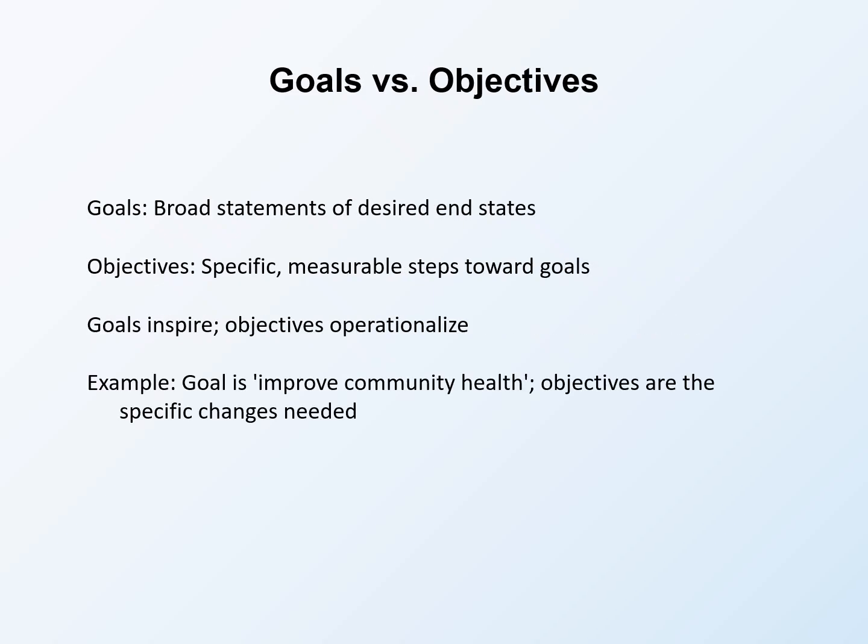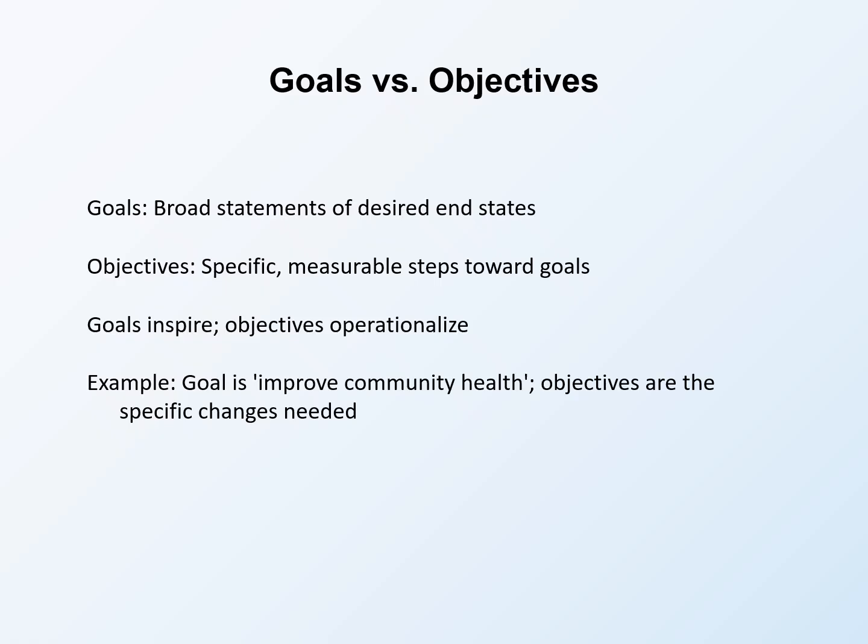Let's start with a fundamental distinction: goals versus objectives. Goals are broad statements of desired end states. They describe where you want to be: improve community health, reduce health disparities, increase access to care. Goals are important for communication and inspiration, but they're too vague to guide action or measure progress.